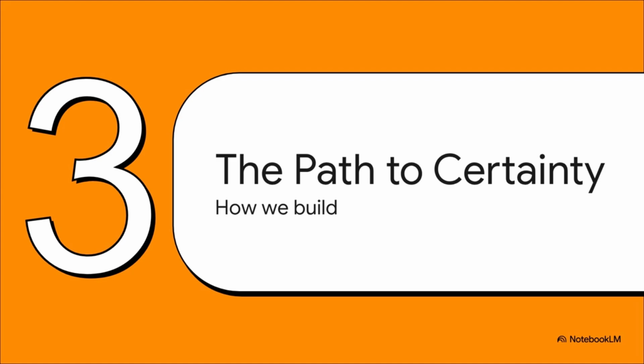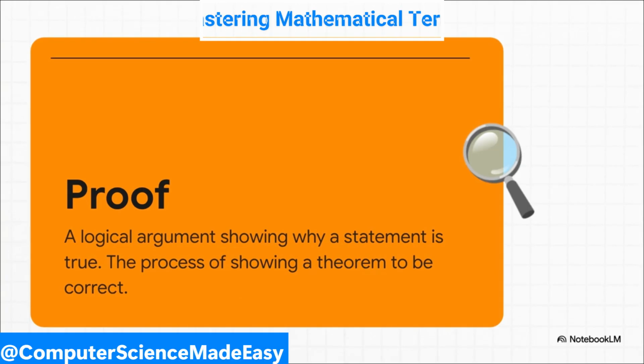But that brings up the next obvious question, right? How in the world do you actually prove one? How do mathematicians build an argument that is so airtight, so logical, that it establishes something as a truth forever? Well, they do it with a proof. And a proof is so much more than just showing your work.